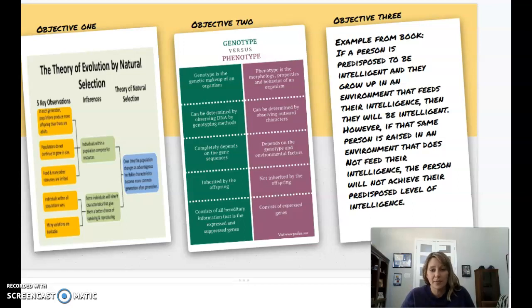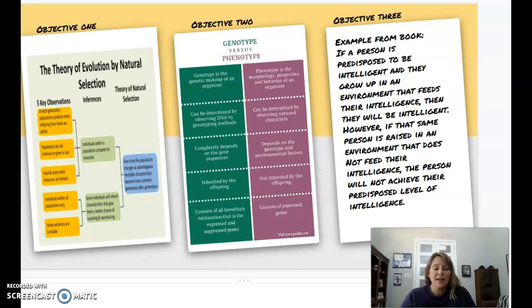But the example from the book is if a person is predisposed to be intelligent and they grow up in an environment that feeds their intelligence, then they will be intelligent. They will live up to their potential. However, if that same person is raised in an environment that does not feed their intelligence, the person will not achieve their predisposed level of intelligence.